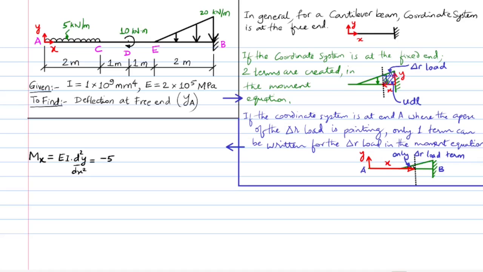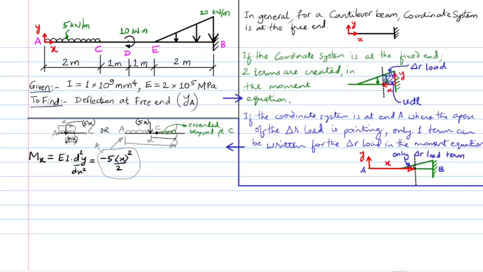Specifically, if the assumed cross-section is in the region AC, then the moment is given by minus 5 kN per meter times x meters, that is the equivalent point load, times a half of x. This term is left undisturbed once written and is valid even though the assumed cross-section crosses to the right beyond point C, where the uniformly distributed load is supposed to actually end.